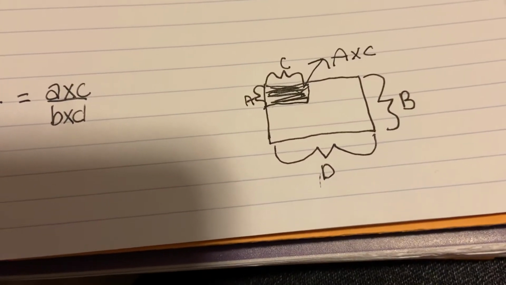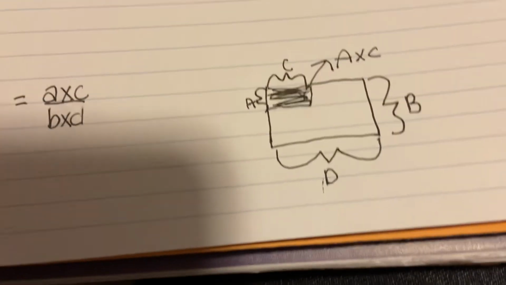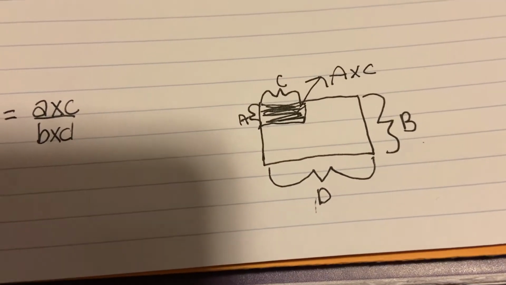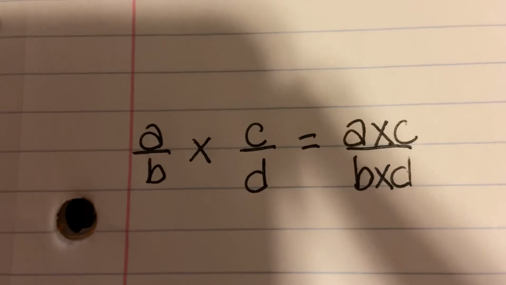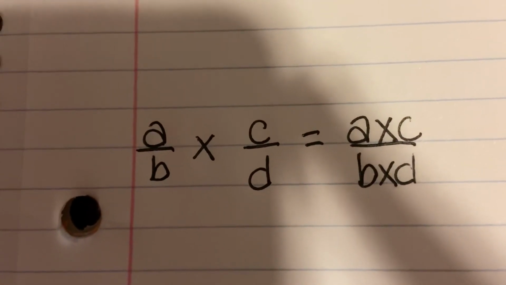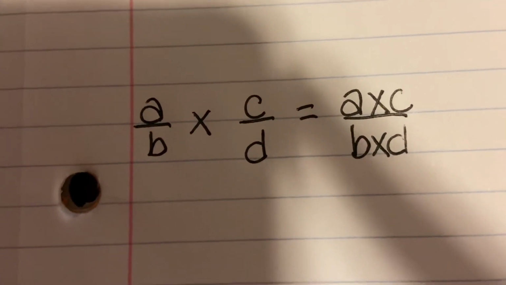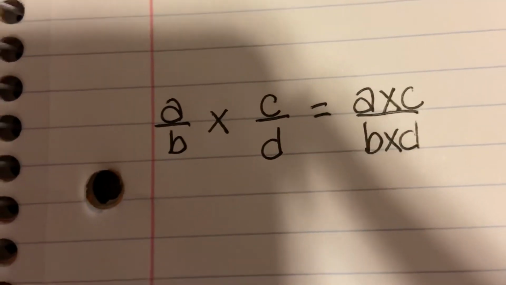The denominator we discovered was how many pieces it was broken into, and that here is represented by D times B. So here we have gotten the answer, A times C over B times D. We have now discovered that when you multiply fractions, you can multiply straight across in any proper fraction to get the correct product.